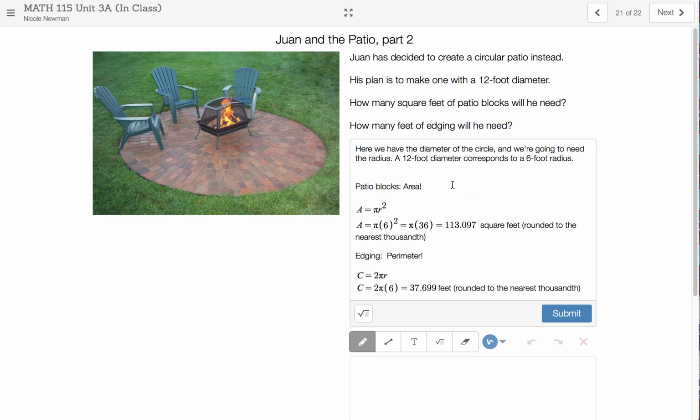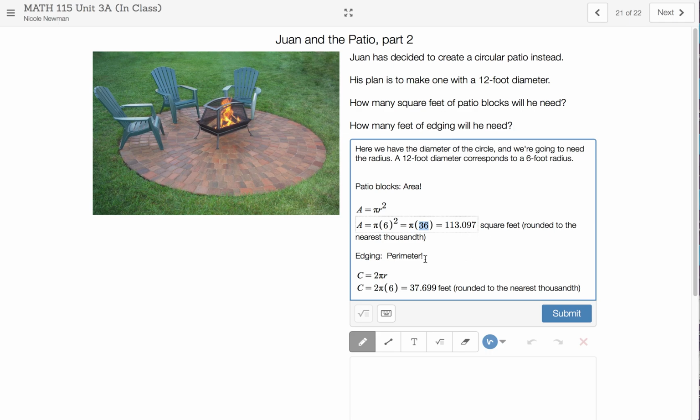For our patio blocks, we're talking area. So there's the formula for the area of a circle. We just declared that our radius was 6, so it gets filled in. The 6 should be squared before you do anything else, if you're doing this a piece at a time. And then we'd have pi times 36 for about 113 square feet. I rounded it to the nearest thousandth.